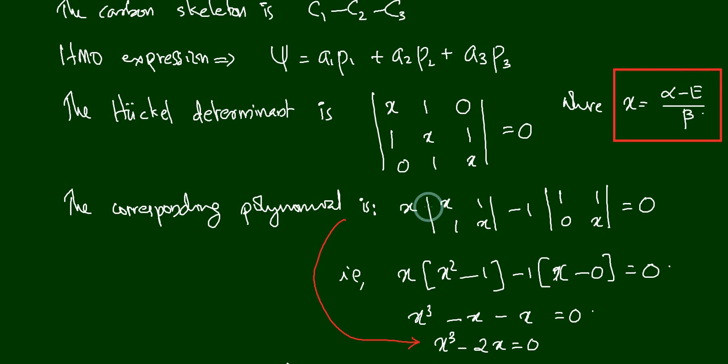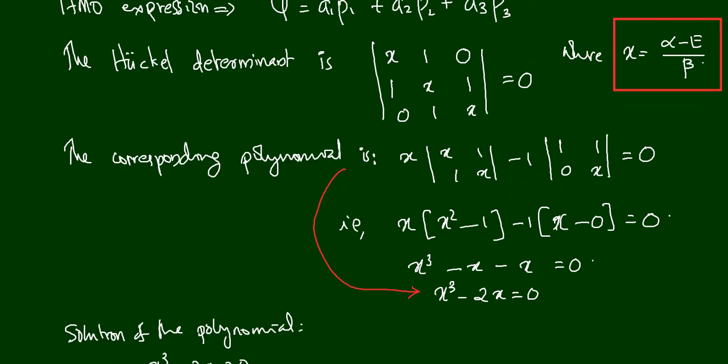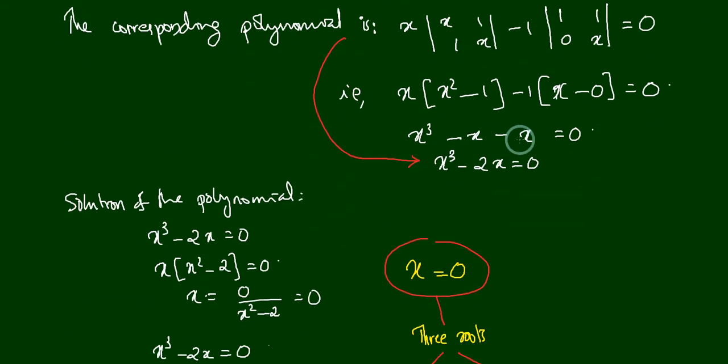The corresponding polynomial from this determinant is x, that is this element, into the determinant x 1, 1 x, minus 1, that is this element, into the determinant which excludes the first row and second column. Okay, because this 1 corresponds to the first row and second column. So the next determinant is 1 1, 0 x. And then 0 into this determinant also, but we can neglect that because it is multiplied by 0, that is equal to 0. Okay, that is x into x square minus 1 minus 1 into x minus 0, that is equal to 0. Okay, so we can write x cube minus 2x is equal to 0. This is the corresponding polynomial.